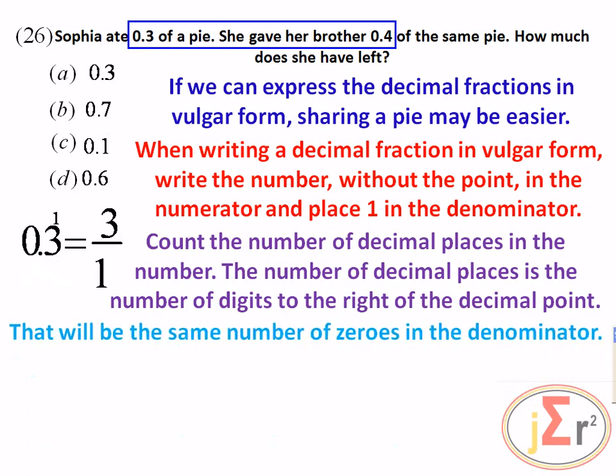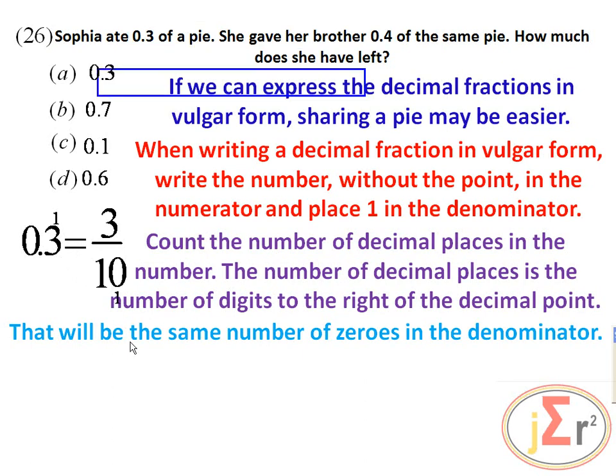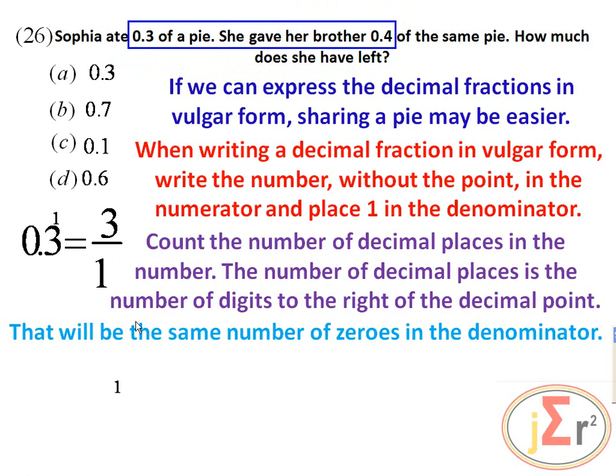That will be the same number of zeros in the denominator. So we have 1 decimal place. How many zeros do we have here? 1. Right, so we'll only have 1. 1 decimal place, 1 zero. So 1 zero. 1 decimal place, 1 zero.